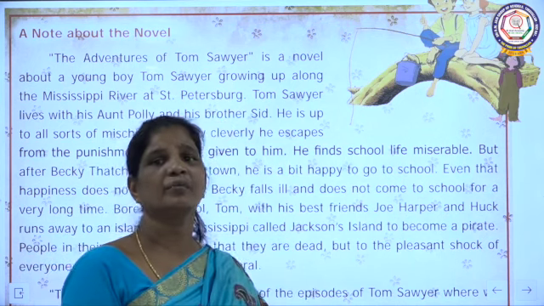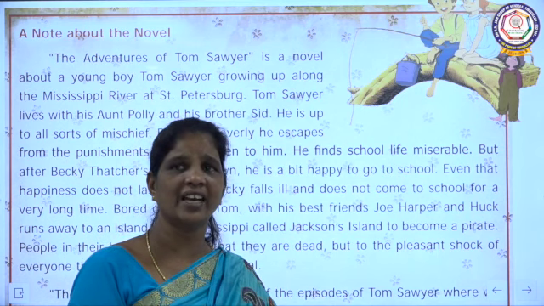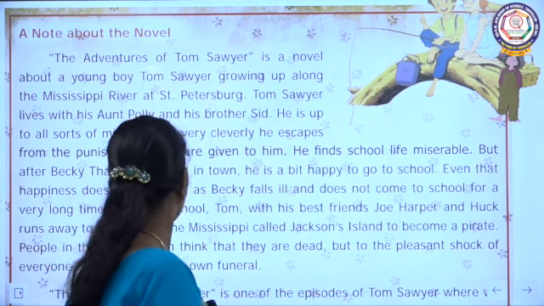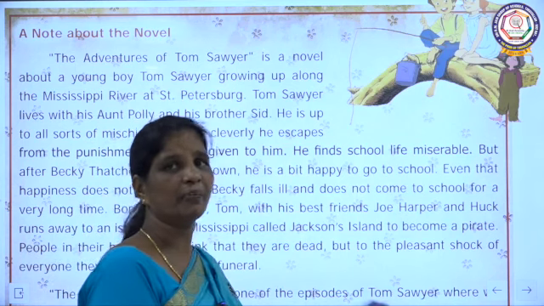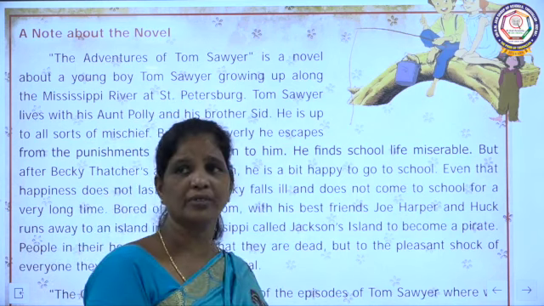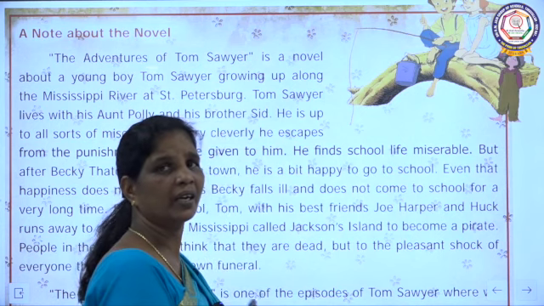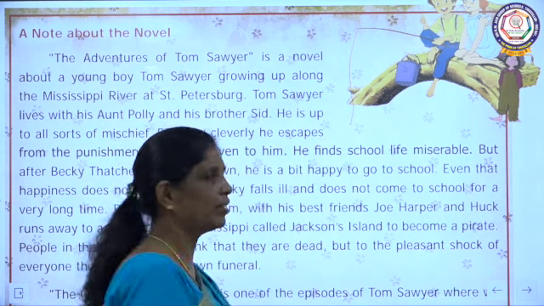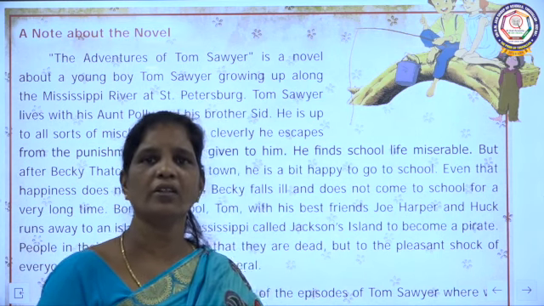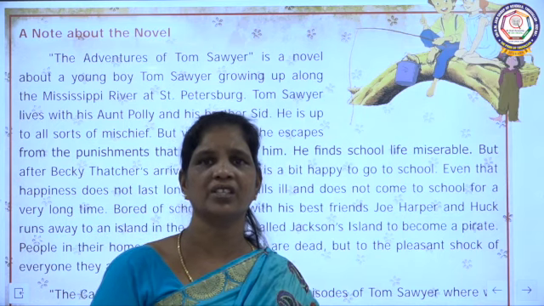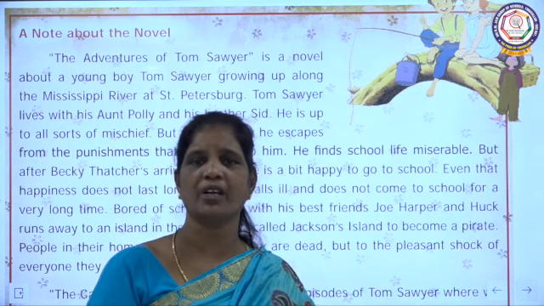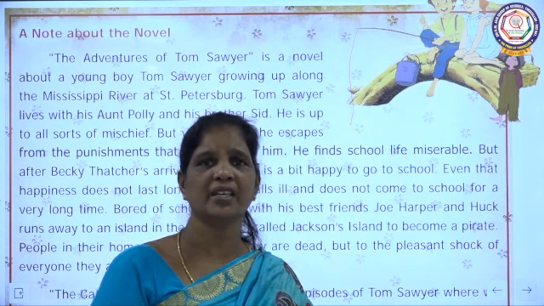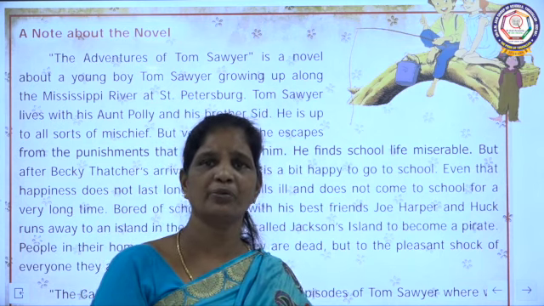In Mississippi there was an island called Jackson's Island, and to that Jackson's Island they just ran away. And what were they running away for? To become sea pirates. So, they learnt a story of sea pirates. People in their hometown think that they are dead. So, all the people thought that those children had gone, and they were searching here and there and did not find them, because they went to an island, Jackson's Island, and it was not possible for them to be found.